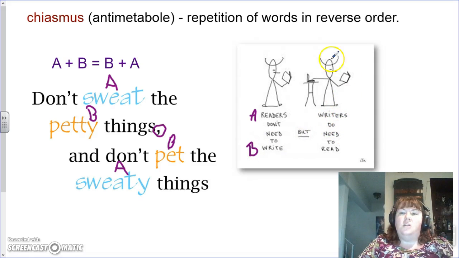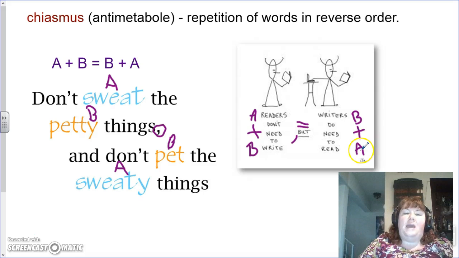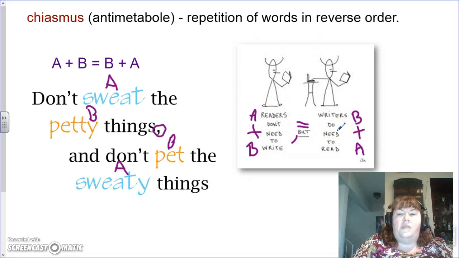Now here on the other side, looking at the picture, it shows this idea of writers do need to read. Keeping that in mind, a writer has to be willing to go back and read their work and make sure that they have everything that they need. Okay, so we have this A plus B over here, and the but here is our equals. You could technically put a comma here too, but the but kind of takes the place of that comma. And we would have the B plus the A on that side. So that is chiasmus. This is the fun one because I like to play around with the words and have fun with them, but it definitely fits in with that idea.